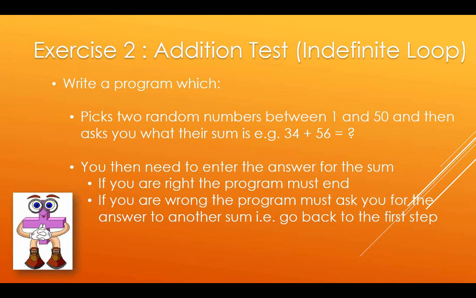So your first thing, you're going to need two variables for the two parts of your sum. You can call them A and B, X and Y, whatever floats your boat. You're obviously going to use the random command to pick those values between 1 and 50. And then you're going to need an answer, which will be the sum of those two. And you have to ask the user for their answer and compare it and see if they're right.